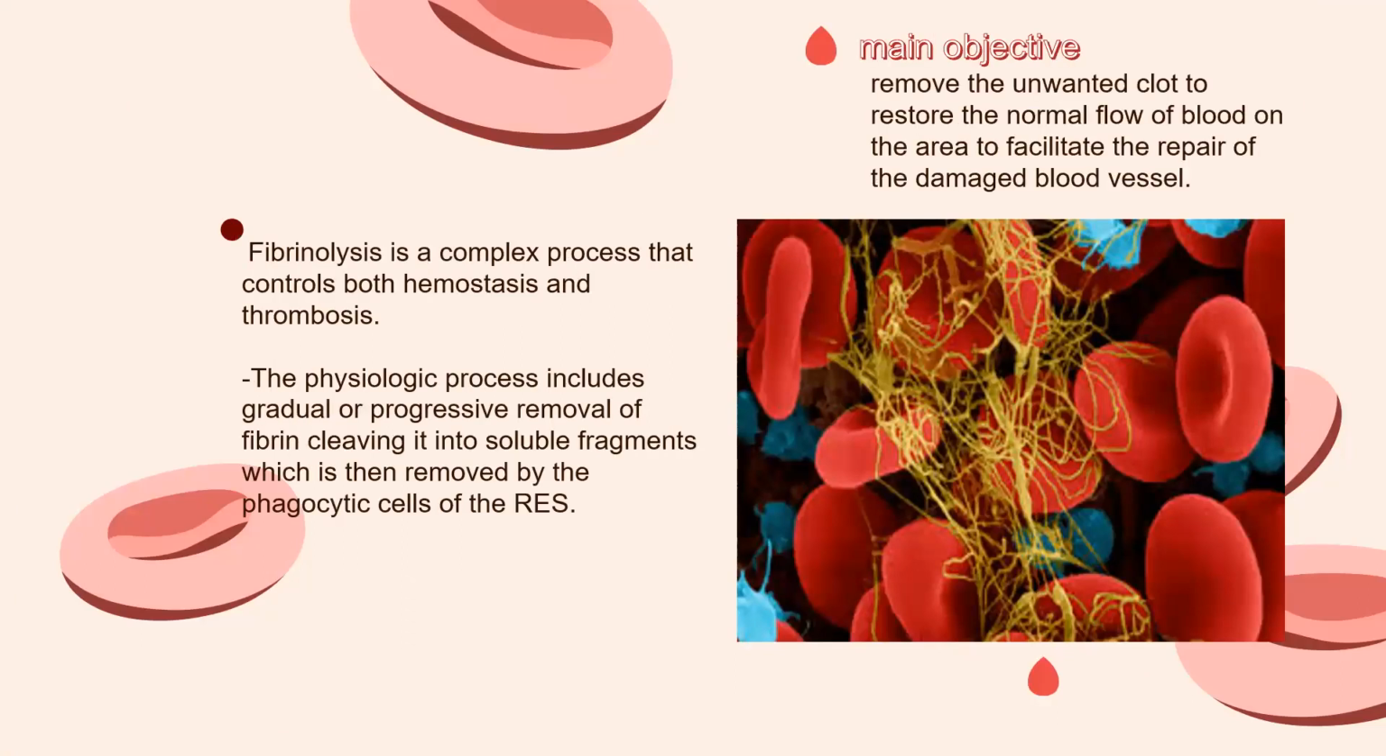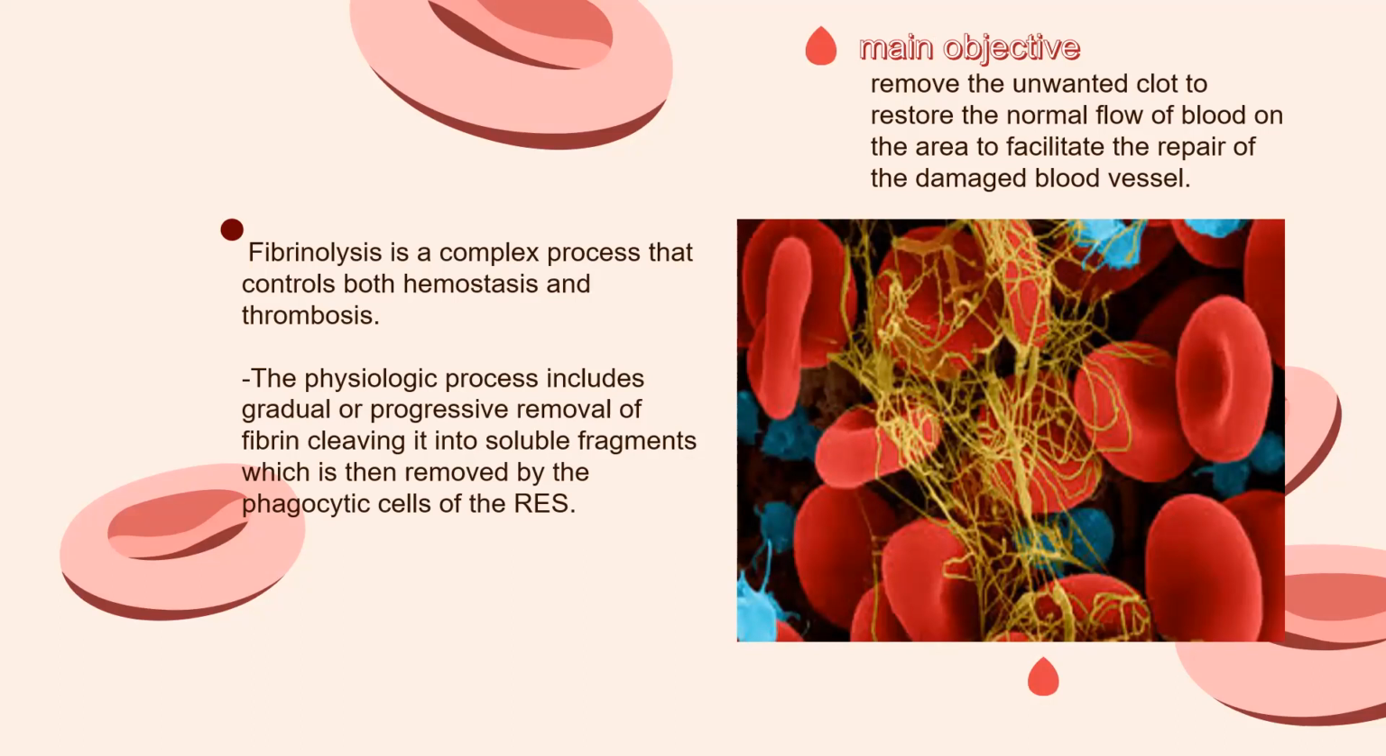Fibrinolysis is a complex process that controls both hemostasis and thrombosis. This is a physiologic process that includes gradual or progressive removal of fibrin, cleaving it into soluble fragments, which is then removed by your phagocytic cells. As we already mentioned, once the tissue or the area that needs a clot is already healed, the clot cannot stay there forever.